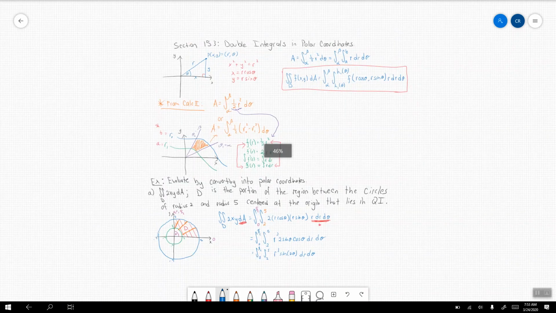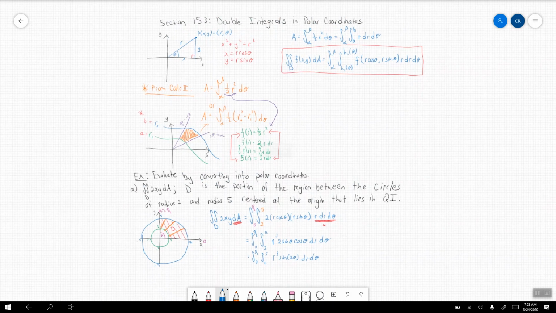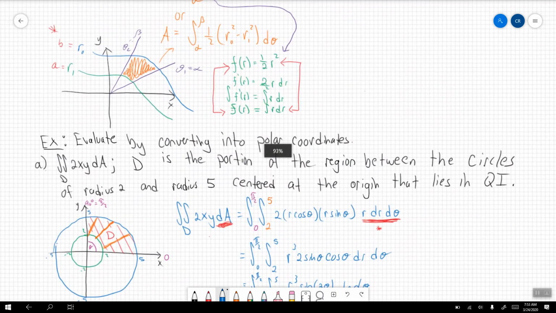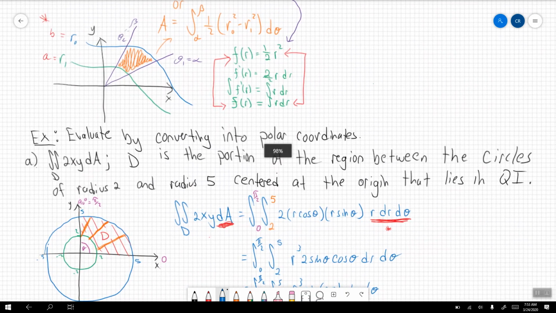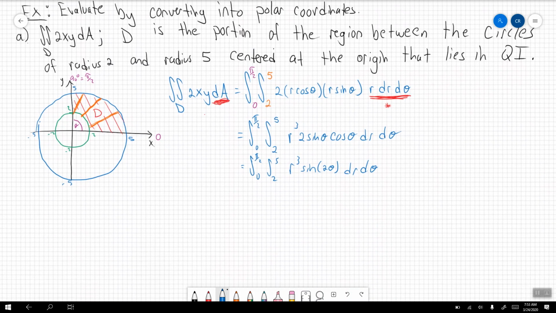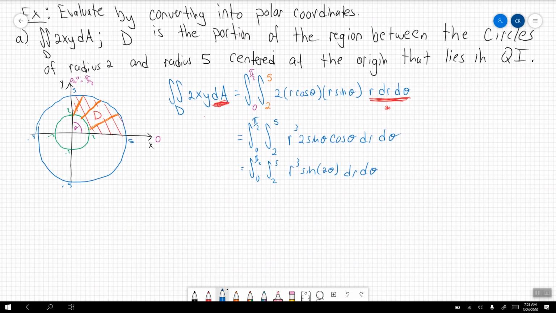Integrating r shouldn't be too bad. Whoa, excuse me for that. God bless you. All right, let's see. There we are. My apologies for that. This technology is driving me nuts.